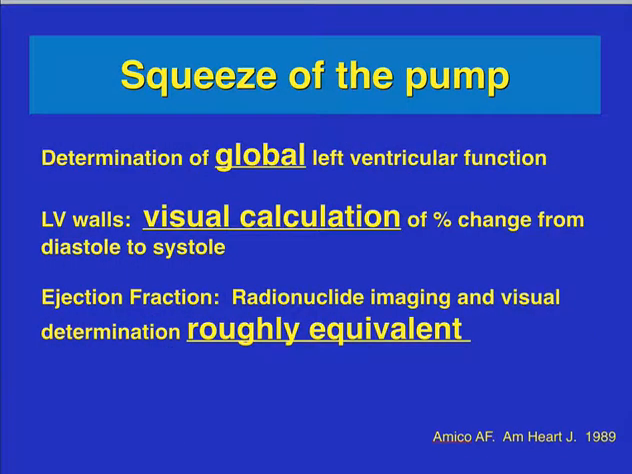So remember, what I want you to do is find the squeeze of the pump, to determine the global left ventricular function. For the LV walls, you can do a visual calculation of percent change from diastole to systole. In this study, which is a long time ago, but there have been multiple studies that concluded the same, radionuclide imaging and visual determination are roughly equivalent. And actually for us in the intensive care unit, in the critically ill patient, we don't even have to estimate the percent, because what's more important is whether you have poor, normal, or hyperdynamic contractility.